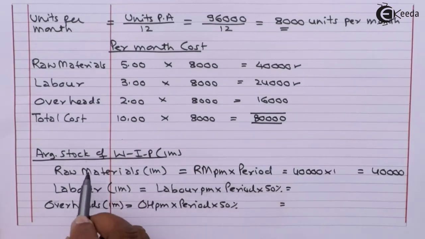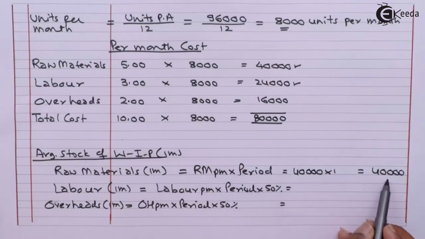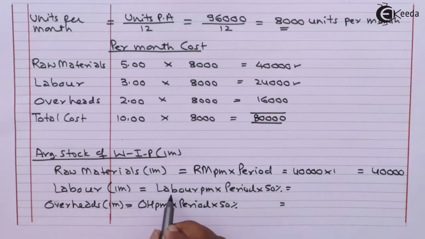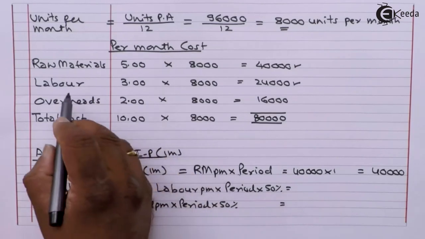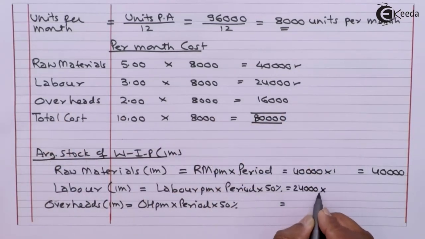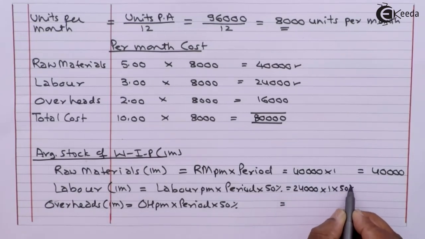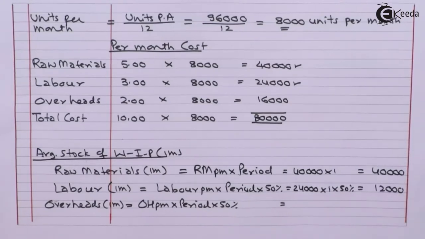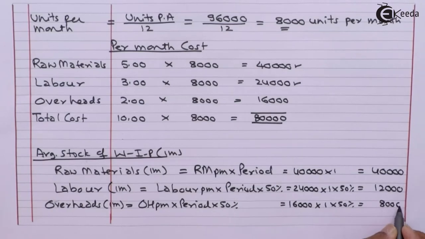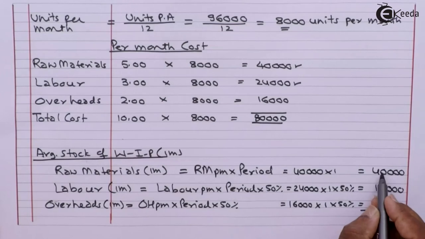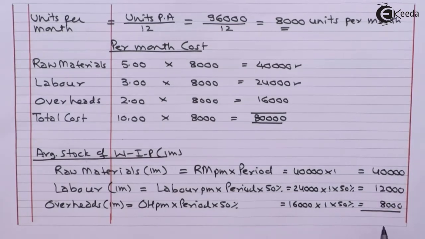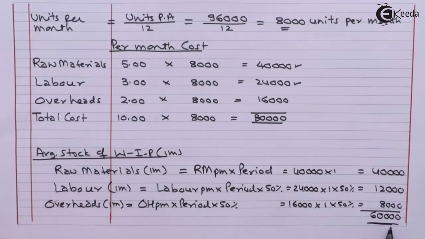Raw material for 1 month: raw material per month 40,000 multiplied by period 1 month, it is 40,000. Labor 1 month: labor per month 24,000 multiplied by period 1 month multiplied by 50%, so it will be 12,000. Overheads per month 16,000 multiplied by period 1 month multiplied by 50%, so it is 8,000. Total 40,000 plus 12,000 plus 8,000, so it will be 60,000. Average stock of work in progress, we have to take 60,000.